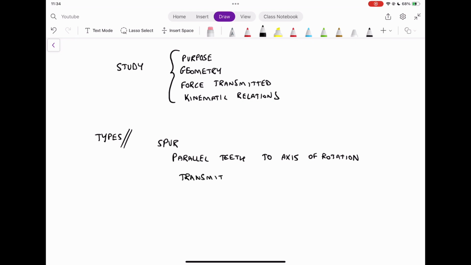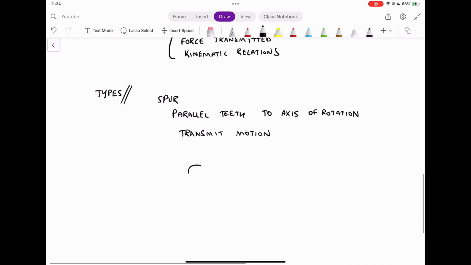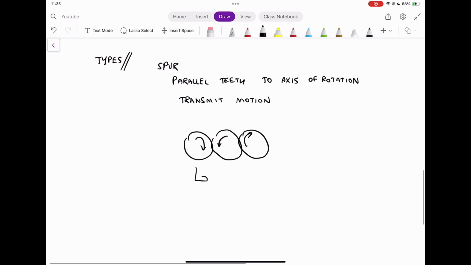So they're very simple teeth, very simple design with straight teeth, essentially a typical gear that you would see with straight teeth. And they transmit motion. So what they do is you can have a series of spur gears put together. And as you can see, they transmit motion from one side to the next. Now, the one thing that's important is that you can see that it transmits the motion clockwise, then counterclockwise, and clockwise again. So every time there's a connection, it changes the direction of rotation.